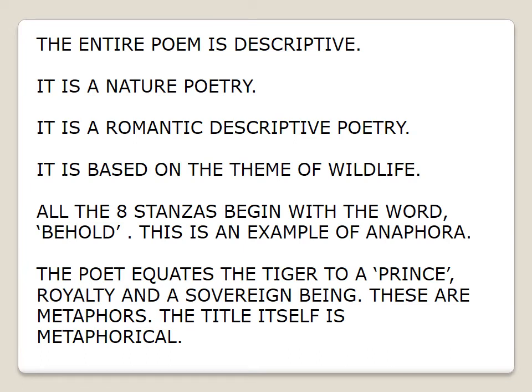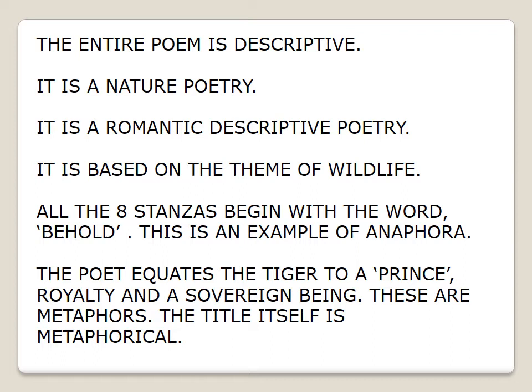Now, when we read the poem, we have understood the entire poem is descriptive. The poet is describing a tiger, his sense of sight, his sense of smell, his appearance, his sense of vision, all the other characteristics that he finds very striking, or the qualities which he finds very impressive in the tiger. And of course, the poem is a nature poetry, specifically based on the theme of wildlife.